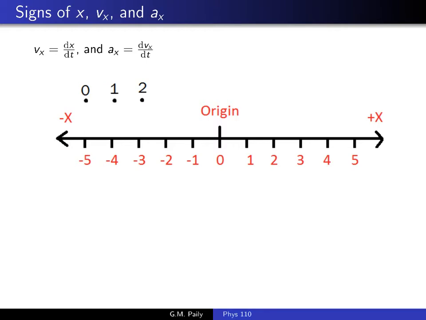What about acceleration? Well, we see that the spacing stays fairly constant, and so the velocity must be staying fairly constant, which means the acceleration is 0.